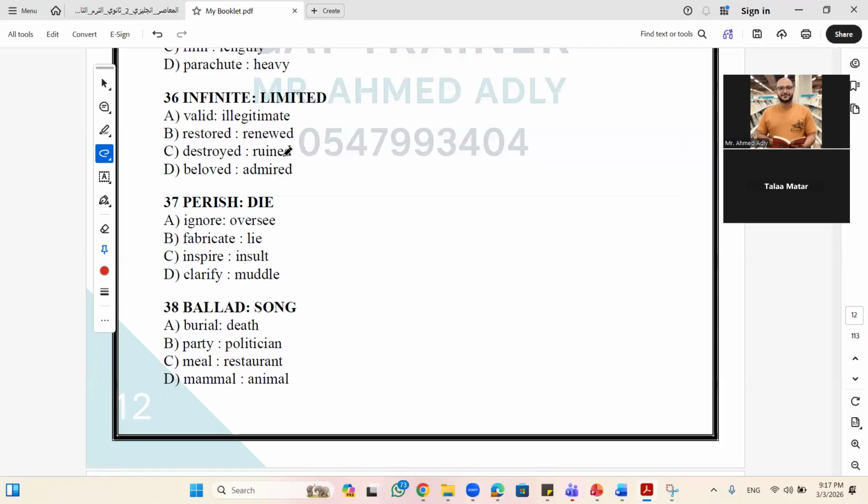Valid and illegitimate? Legitimate. Yeah, perfect. Illegitimate means illegal. Legitimate. So here, they're opposites. So valid and legitimate are opposites too. Good, perfect.